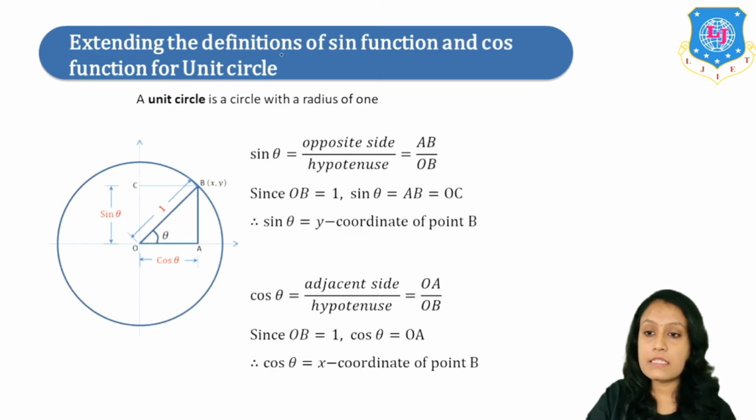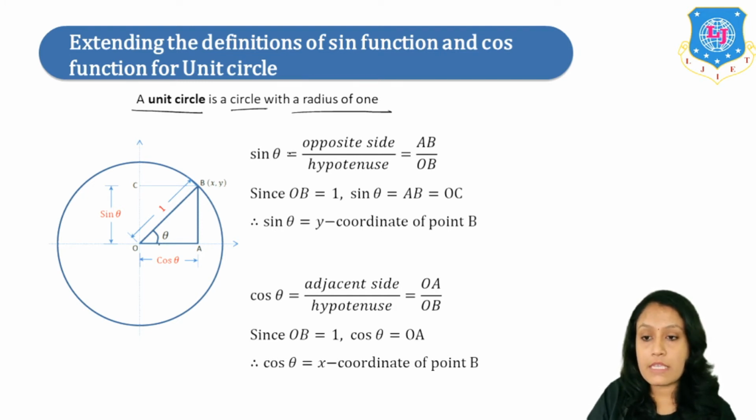Now let's study the definition of the sine function and cos function for a unit circle. Firstly, let's study what a unit circle is. A unit circle is a circle with radius 1. So here we are considering a circle with radius 1. Now sine theta, we know, is opposite upon hypotenuse. In this circle we are making a right angle triangle. This is our angle theta. This side is the adjacent side, this side is the opposite side.